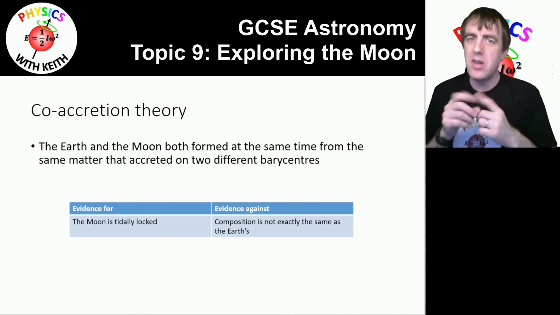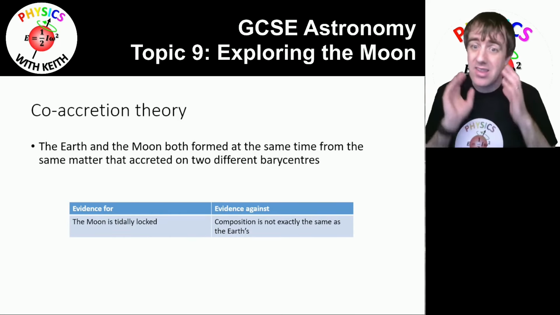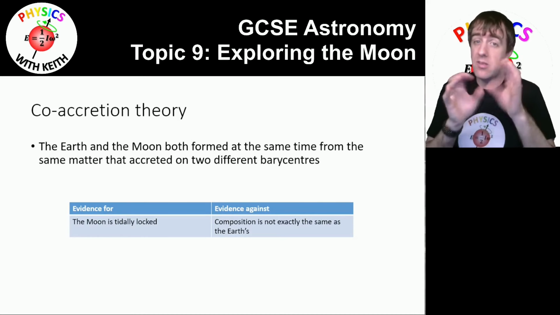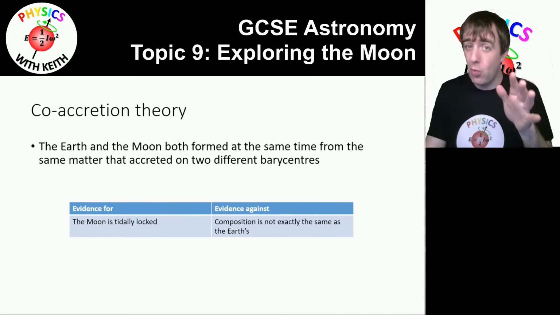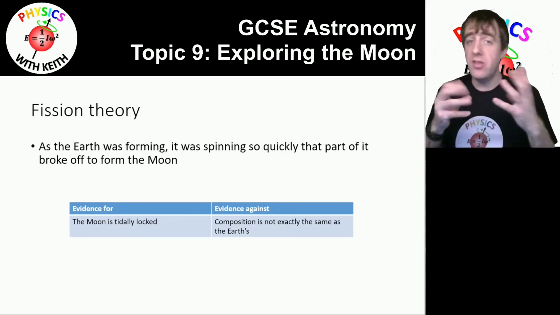Well, not quite, because if they were formed from the same patch of dust and gas, they'd have exactly the same composition, and they don't. There's small differences. For example, there's a bit more water in the rocks on the Earth than there is on the Moon. And actually, that's the same reason why the fission theory doesn't work.